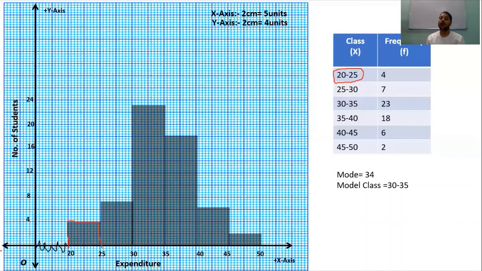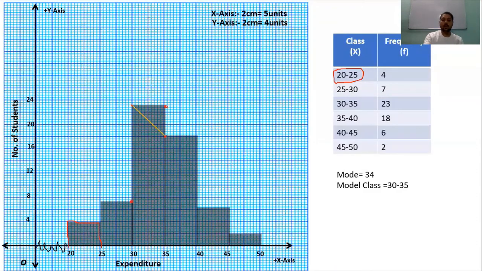Now what we have to find? We have to find the mode. And for the mode, what we have to do? We have to find the biggest bar here. Now look here, which is the biggest bar? The biggest bar is in the interval 30 to 35. Check the corner here. This is the first corner of this bar and this is the second corner. Join it with this corner of the next bar. Join it like this. And this corner of the bar must be joined with this corner.